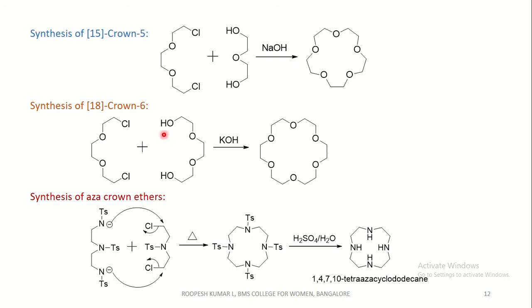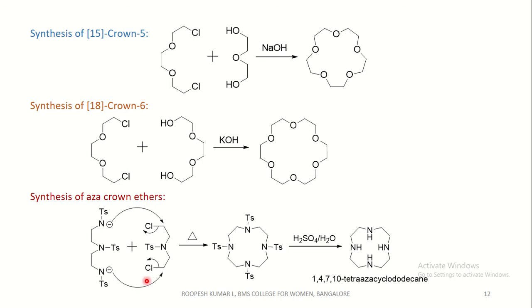Coming to the 18-crown-6, this is also similar. That is, 1,8-dichloro-3,6-dioxaoctane reacts with a 1,8-diol, in the presence of KOH. Here it is NaOH because the cavity diameter matters here. Since the crown is very small, sodium fits here, whereas here KOH should be used because the cavity diameter is larger, hence KOH is used here. And KOH should not be used in this reaction.